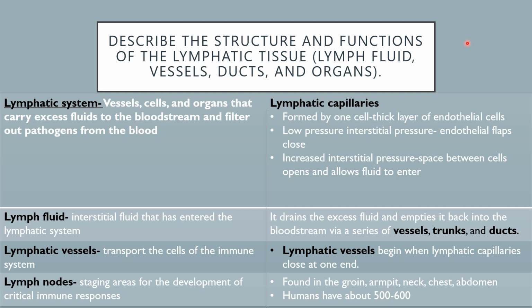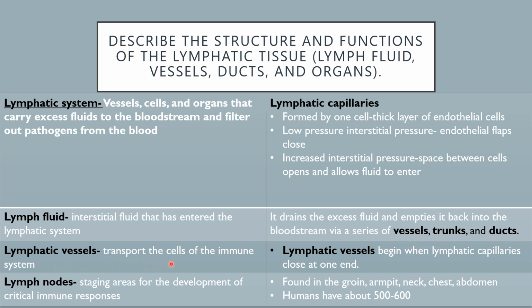Describe the structure and functions of the lymphatic tissue. Lymph fluid, vessels, ducts, and organs. The lymphatic system contains vessels, cells, and other organs that carry excess fluids to the bloodstream and filter out pathogens from the blood. Lymph fluid is interstitial fluid that has entered the lymphatic system. It drains the excess fluid and empties it back into the bloodstream via a series of vessels, trunks, and ducts.